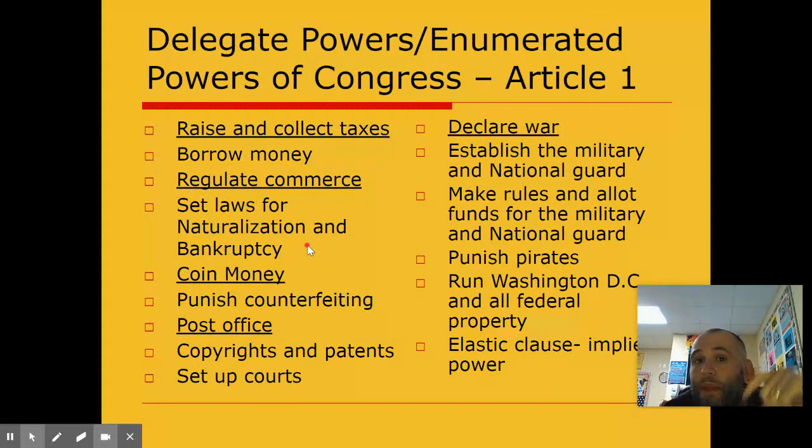If you remember when we talked about the weaknesses of the Articles of Confederation, there were some things the national government couldn't do, like establish a military, regulate trade, collect taxes, have one set of money instead of 13. And so you see, we fixed a lot of these in the enumerated delegated powers. So the big ones here: declare war, regulate trade, that's interstate trade between states, raise and collect taxes, coin money, run a post office.